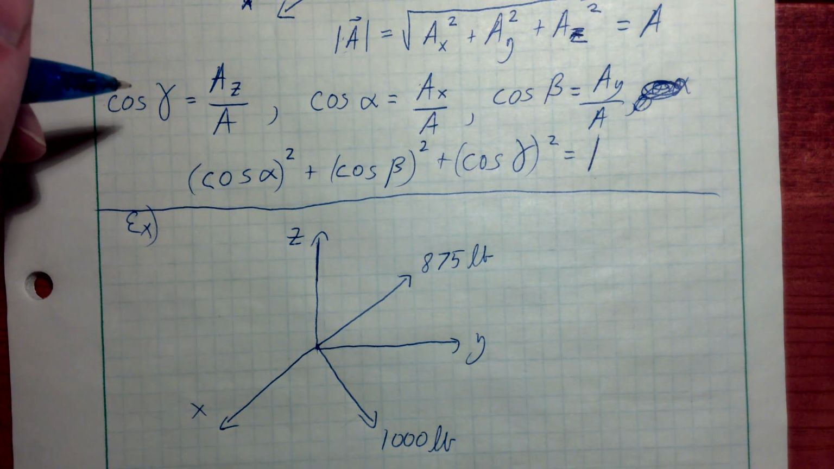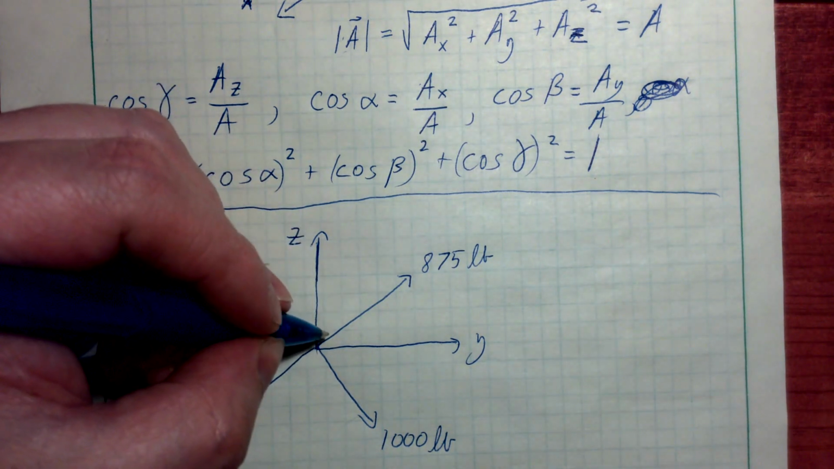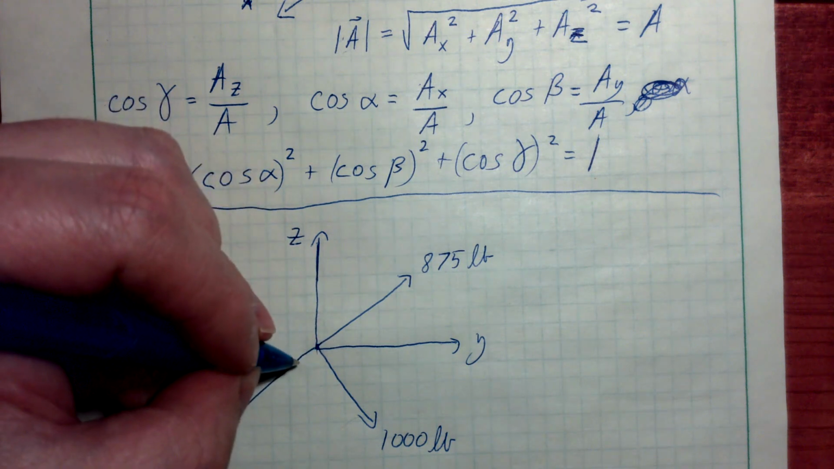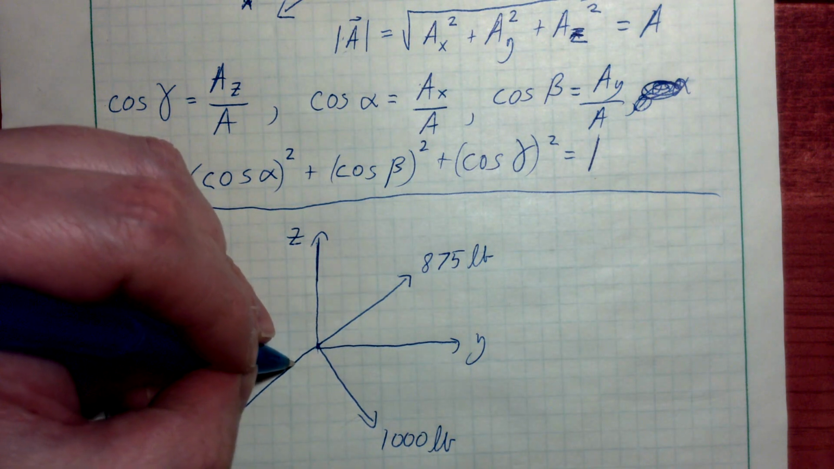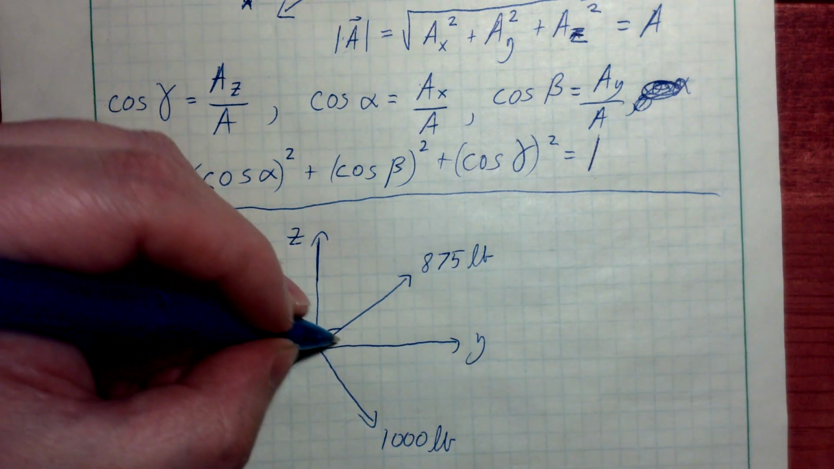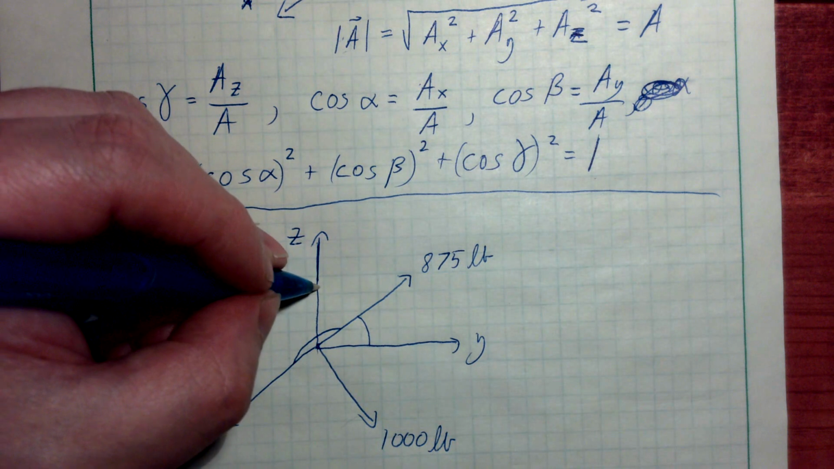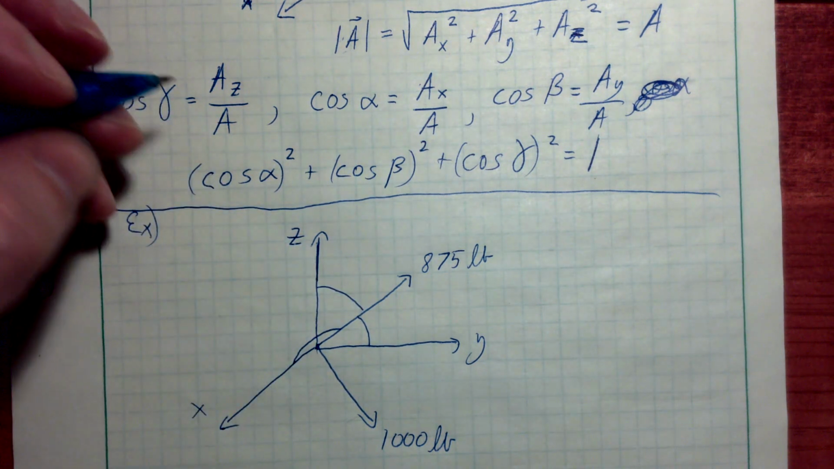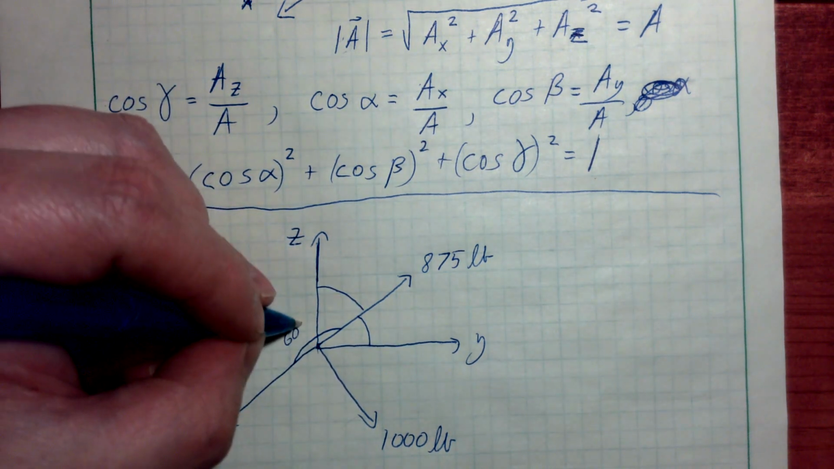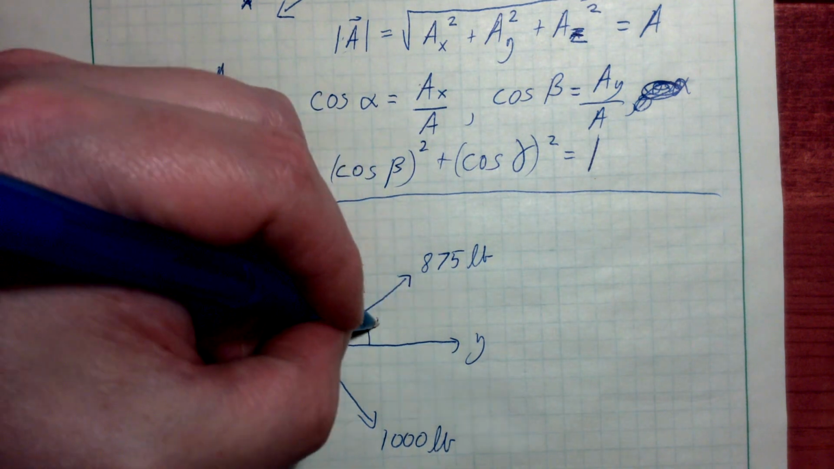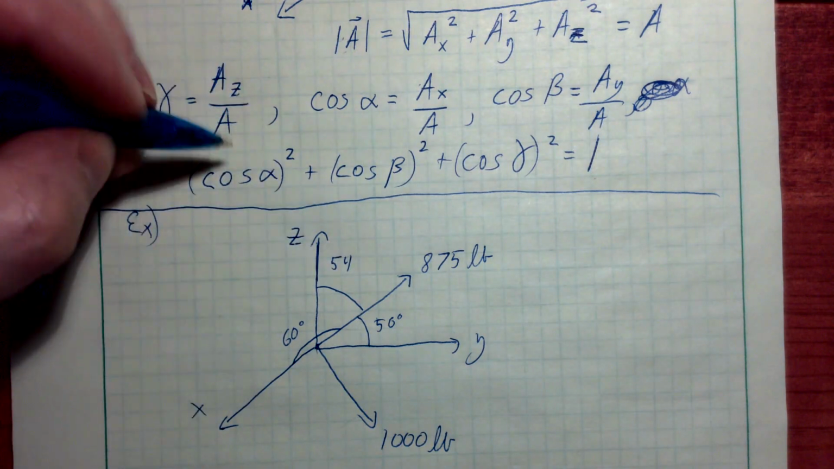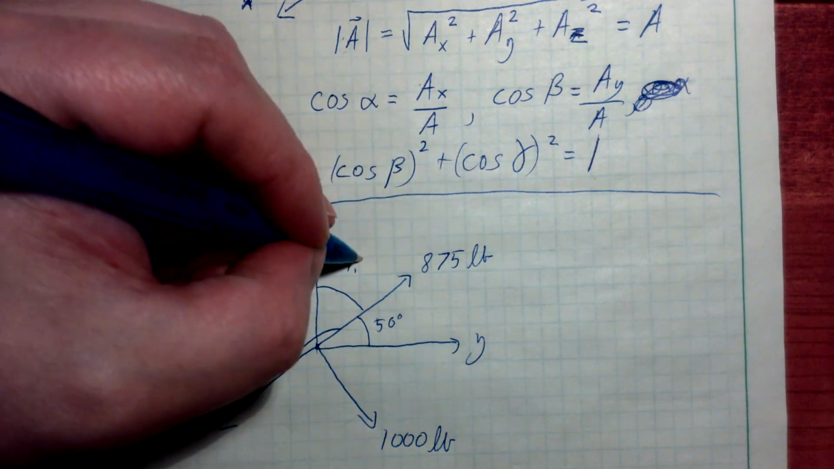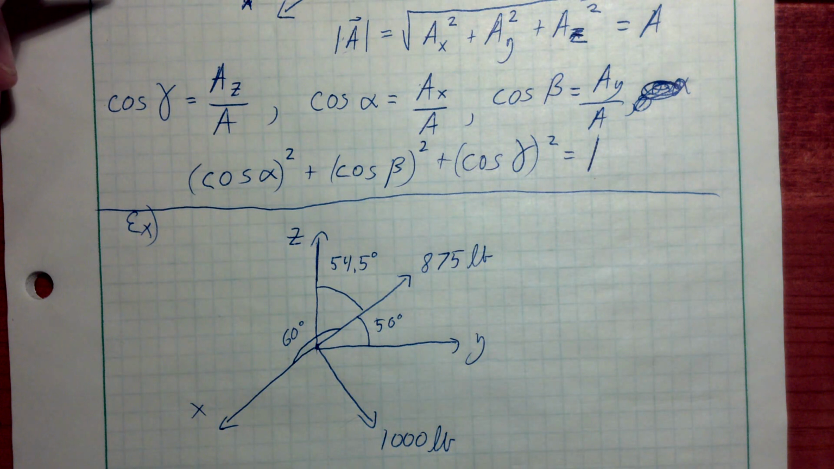Now, we're going to describe these using these alpha, beta, and gamma angles. So for this first vector here, I'll draw a single line arc on these angles from the x-axis, the y-axis, and the z-axis. So this is 60 degrees from the x-axis, 50 degrees from the y-axis, and this ends up being the remainder based on this expression here, about 54.5 degrees from the z-axis to that 875 pound force.